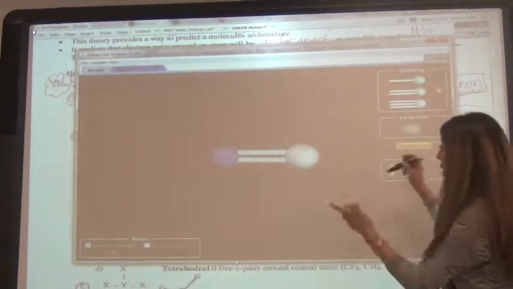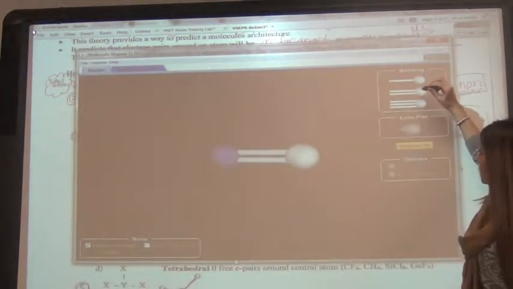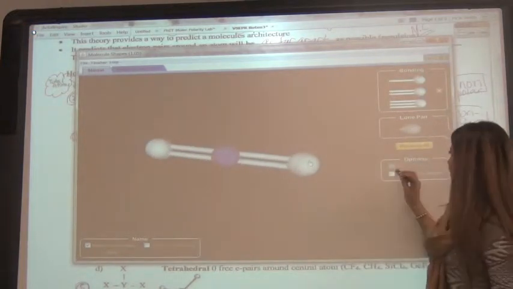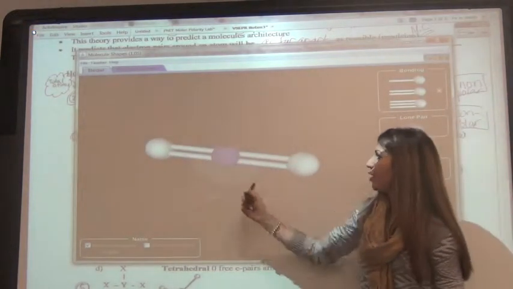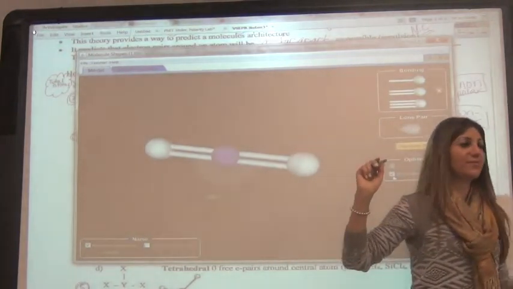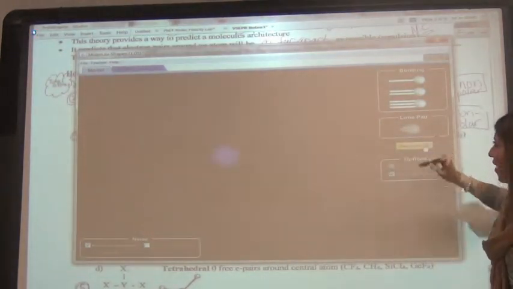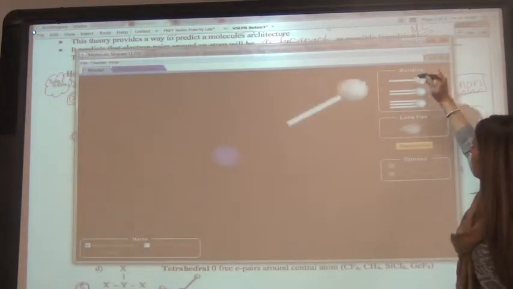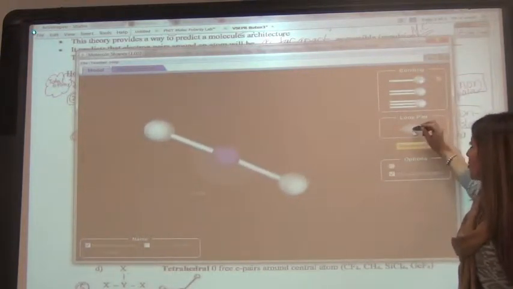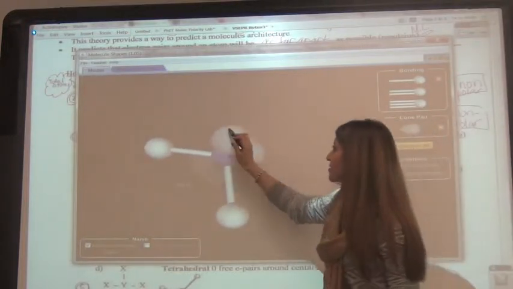Let's remove all. Oh, by the way, on the last one, I did want you to see this, where we had CO2 with 2 double bonds. It looks like this. And so if you look at the angle, it's a 180-degree angle, okay? It spaces itself out as far as possible. So now let's do the next one. Let's remove all. And let's do single bond, single bond, and then let's do 2 lone pairs of electrons.